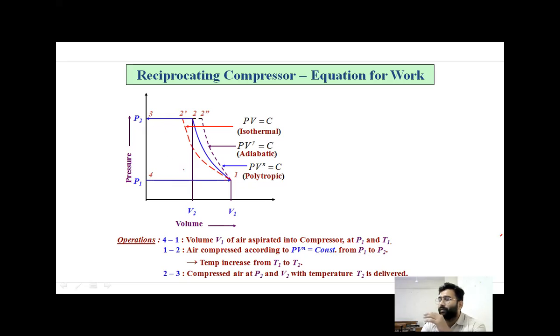Okay. So the operation, let us see here. 4 to 1, volume V1 of air is aspirated into the compressor at P1 and T1. So V1 amount of air is there in the cylinder head. 1 to 2, air is compressed according to this law. Temperature increases from T1 to T2. So during the compression, temperature increases. Compressed air at P2 and V2 with temperature T2 is delivered. So at this point, this discharge air is delivered.